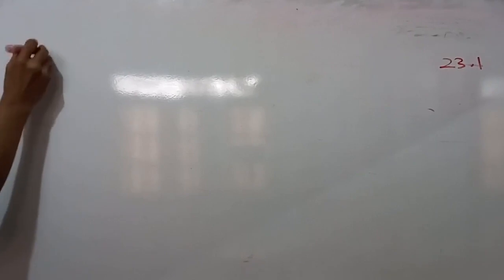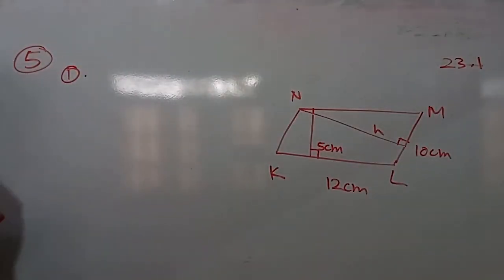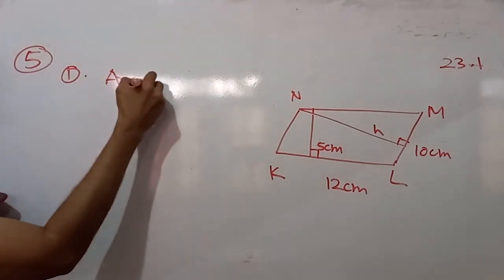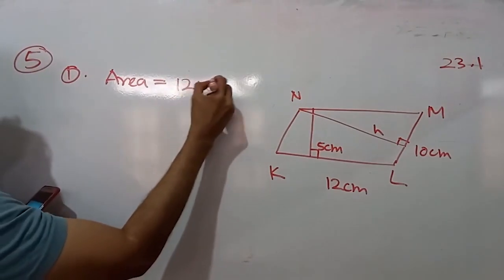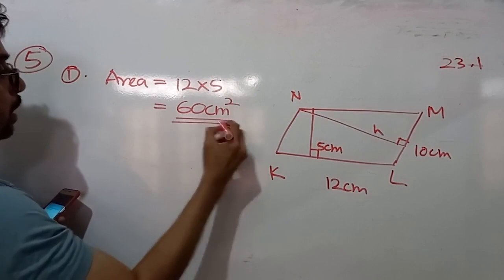centimeters. Question number 5. Okay. So part 1. Find the area of the parallelogram KLMN. That is easy, no? So area is what? 12 into 5. 12 times 5. So we get what? 60 square centimeters.